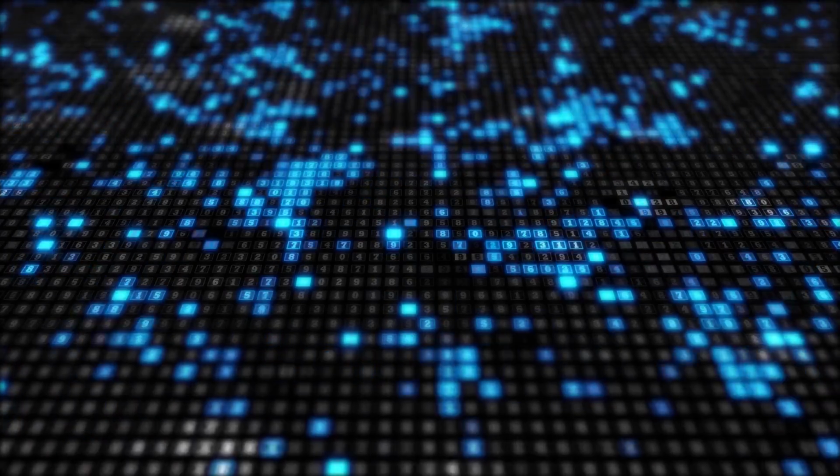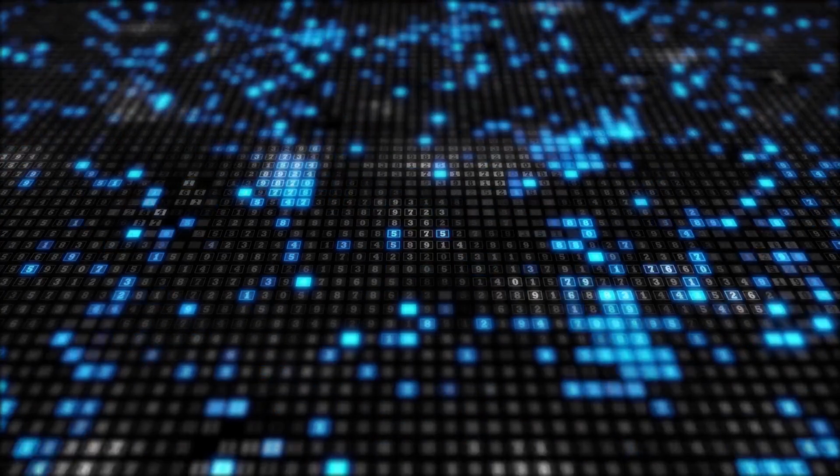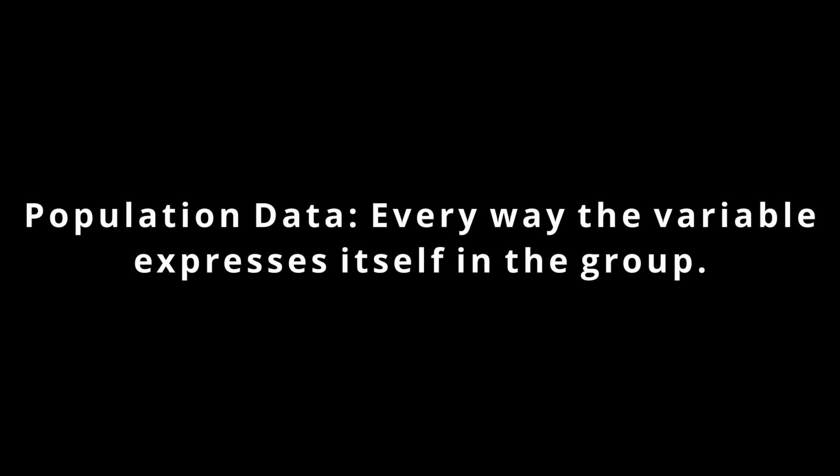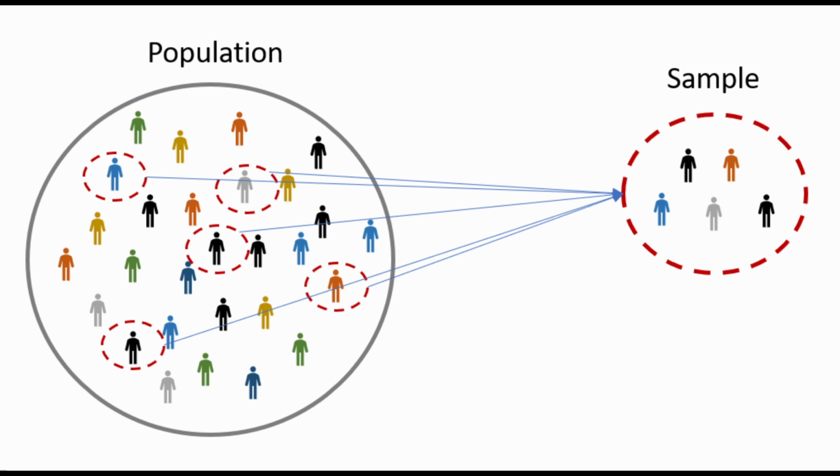Third, collecting data comes in two forms. Say we have a test and we get back the score of every person who took this test. In this case, we have population data, or in other words, we have every way the variable expresses itself in the group. Sampling, on the other hand, only takes a portion of these values from the group.